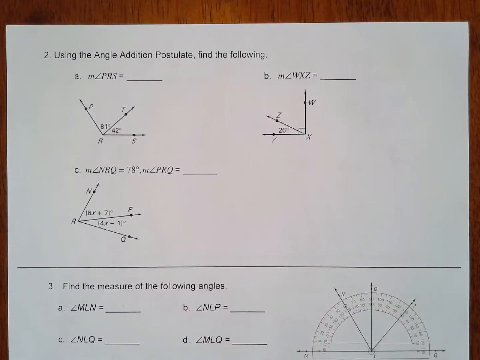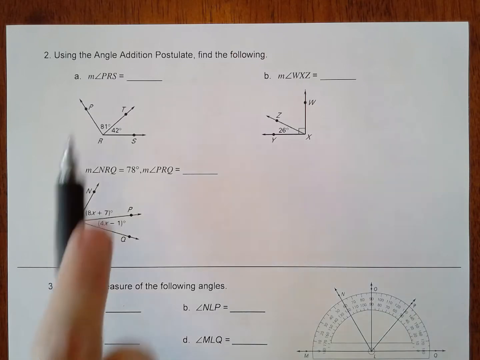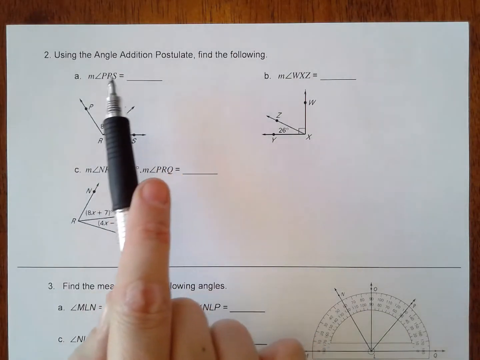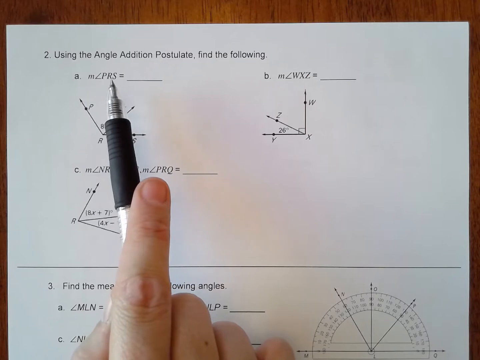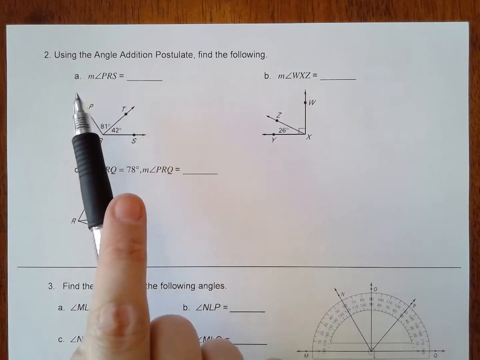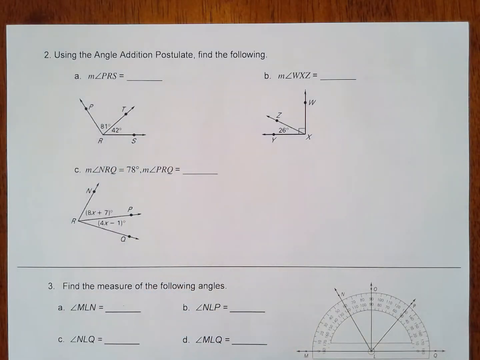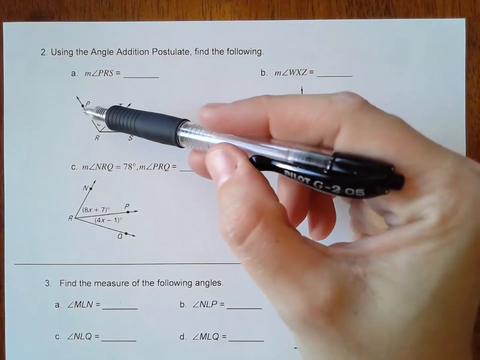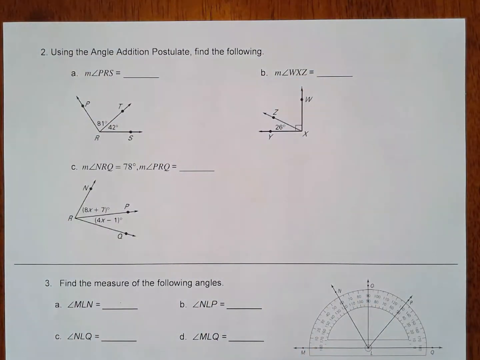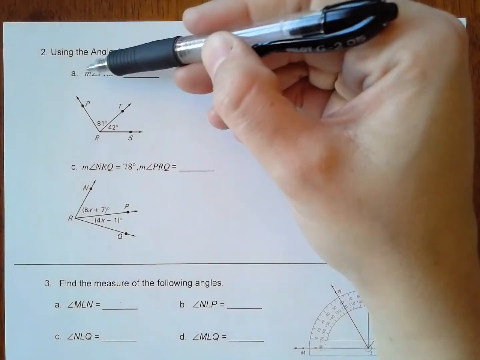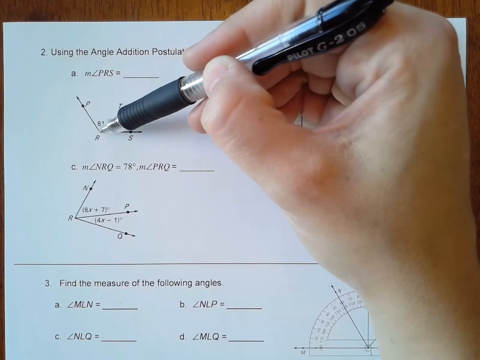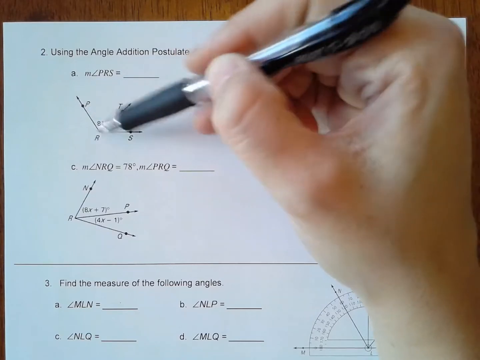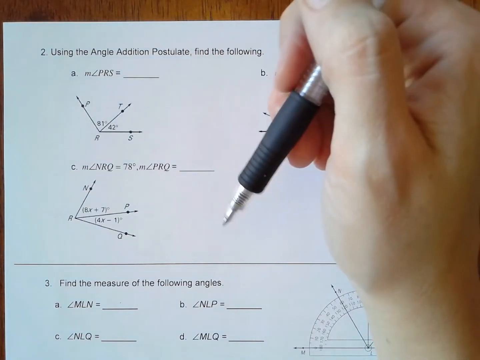So we're going to use the angle addition postulate to find the following measures. Notice in example 2, when they want you to find the measure of angle PRS, the little m out front lets me know that I'm looking to figure out how many degrees big that angle is. So PRS, when I trace it along the edge of the angle, means it's the whole angle. It's both of these pieces put together.